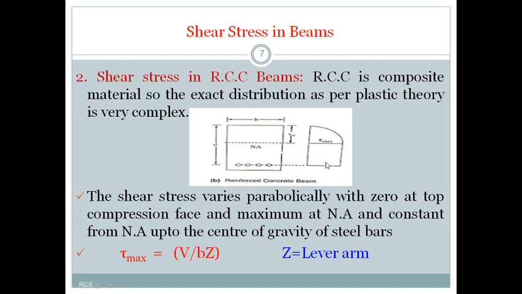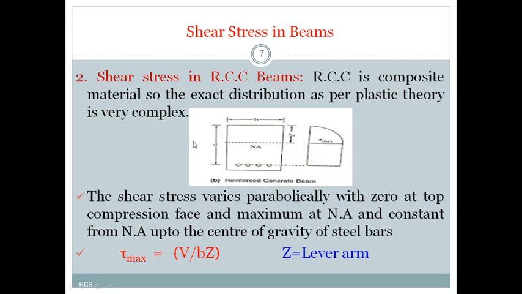I have to explain why we should use the concrete in this tension zone. The only purpose of concrete in the tension zone is to hold the reinforcement in position, or to form a bond with the steel reinforcement. That is the purpose of providing concrete in the tension zone, because the tensile forces are taken care of only by the steel reinforcement, none by concrete. Already we have discussed this in our previous lectures, so I am again explaining here.